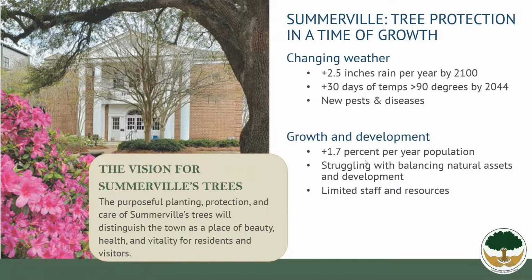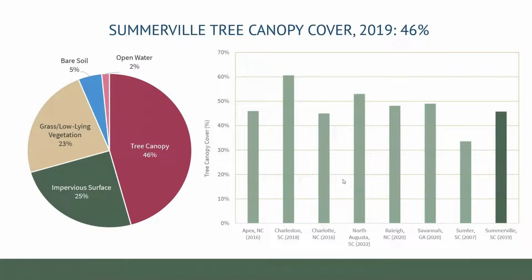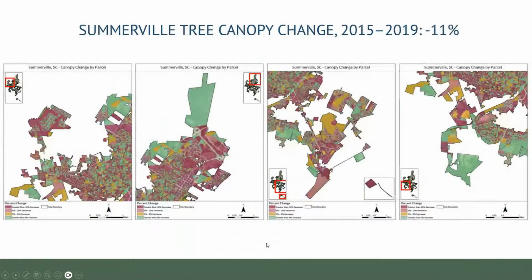The vision we came up with through the master plan was: the purposeful planting, protection, and care of Summerville trees will distinguish the town as a place of beauty, health, and vitality for residents and visitors. We used 2019 data because we started at the beginning of the year and didn't have the most recent data yet. Based on that data, we have 46% tree canopy coverage, which is in line with a lot of areas throughout the region. But when you look at the tree canopy change between 2015 and 2019, that's where it becomes alarming, as we have an 11% loss in that time, which is a pretty significant loss.